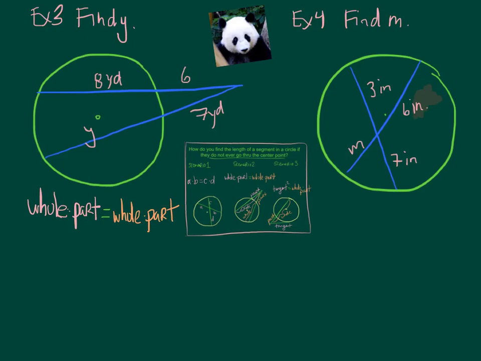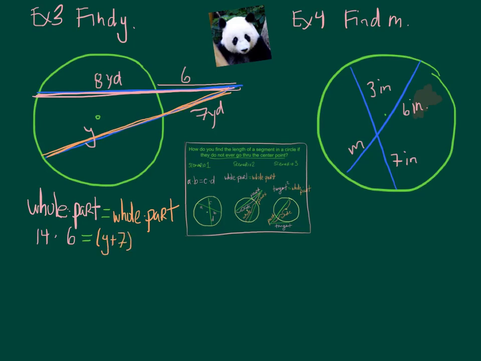So let's go ahead and identify these. I'm going to call this line the pink line, and this one the orange. Okay, so let's start with this one. The whole of this line is 8 plus 6, so that's 14, times the part, which is just this section on the outside of the circle, which is 6, equals the whole, which is y plus 7, times the outside part, which is 7. Now I'm just going to solve.